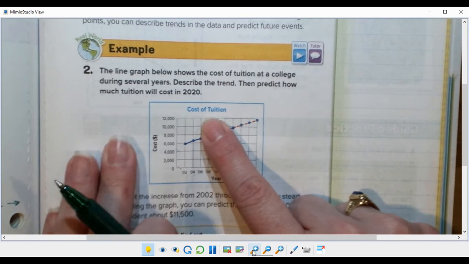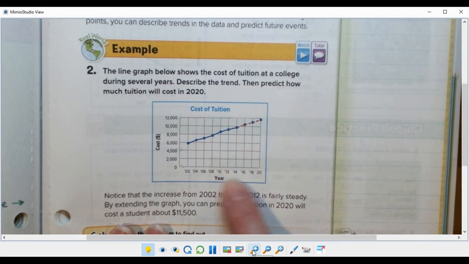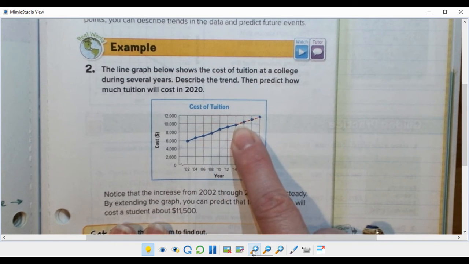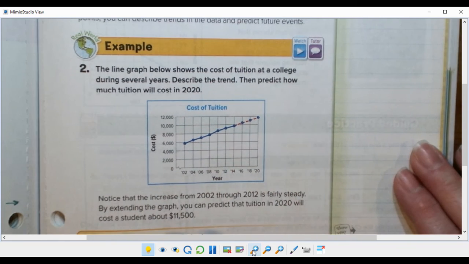All right, so it looks like this is about the cost of tuition. We've got some years here, the cost in dollars up the side, and then I've got some information here. I would say it's been steadily increasing. It looks like it goes up by about the same amount each year. There's no flat spots to tell me that it stayed the same. It never dipped back down or decreased.